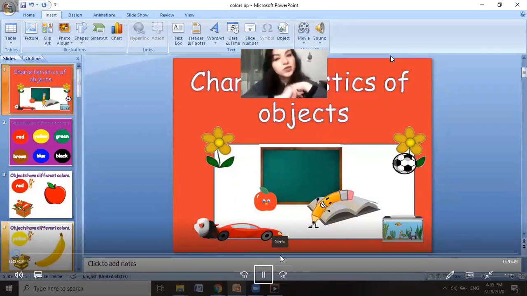Today, we're going to take a science lesson. And our lesson is about characteristics of objects. What do I mean by characteristics of objects? Now, if we look around us, we will find many different objects.